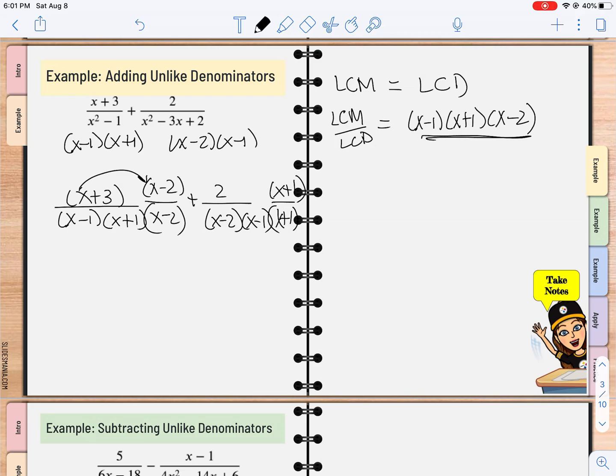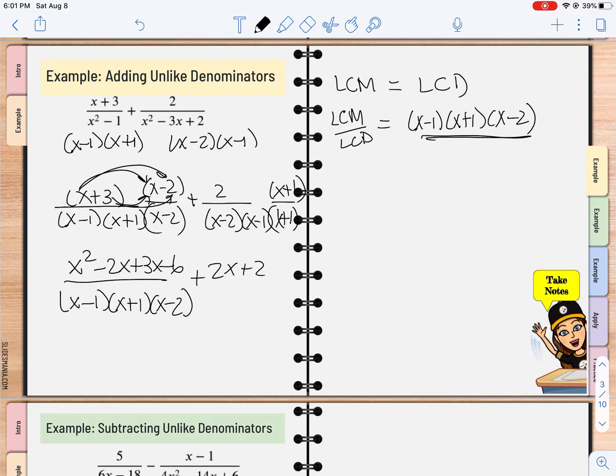So I'm going to start by multiplying these out. So I'm going to get x squared minus 2x plus 3x minus 6. Now that denominator, I'm going to go ahead and leave in factored form. Oops, that should be a 2. And on the second fraction, if I distribute that, I get something that looks like this.